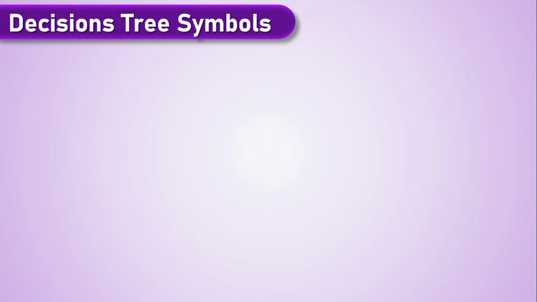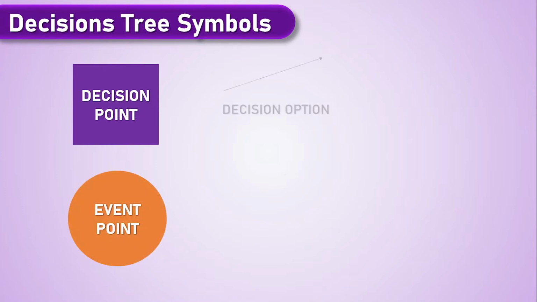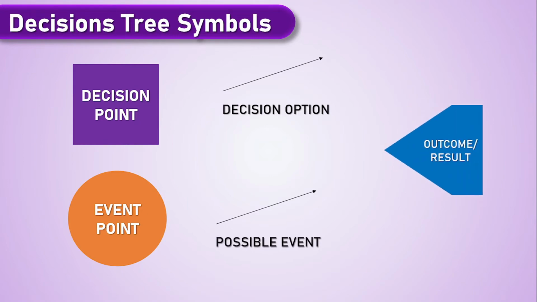The nodes and branches of the diagram give it the look of a tree. That's why it's called a decision tree. The conventional symbols used in the decision tree are the square for the decision point, circle for an event point, an arrow either for a decision option or for a possible event, and finally a triangle for an outcome or result. Let us now take an example of a decision to go in for a product line, a new product line.